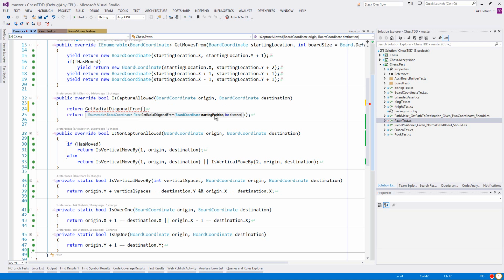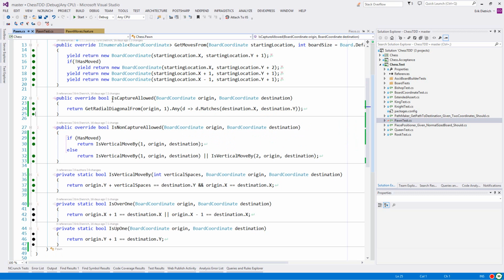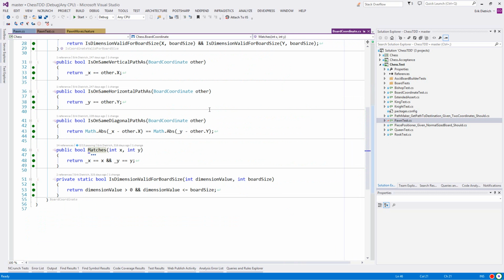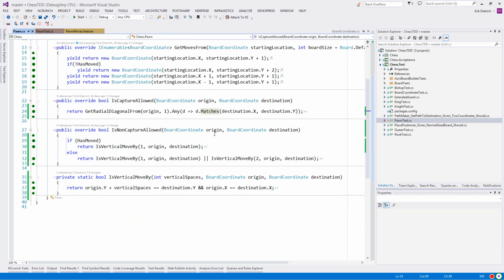So what I could maybe do here is see if I can use this get radial diagonal 1 away from this origin coordinate, and then just see if the destination was 1 away diagonally. Now I know that's going to create problems for me when I start differentiating between the black pawns and the white pawns. But for now, all I care about is keeping my test green and maybe reducing my code footprint here, because I think these is over one, is up one, I got rid of that from is non-capture allowed, so maybe I can kill that code in is captured allowed. I stay green. Now I can delete these 2 methods, and that's a win. So the class is more compact. I have fewer private methods helping me out, which is something I always try to strive for. It's not that there's anything wrong with private methods, but I like to stay away from iceberg classes because those get hard to test.